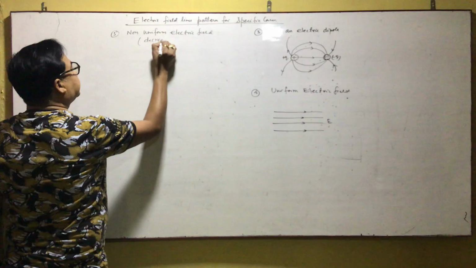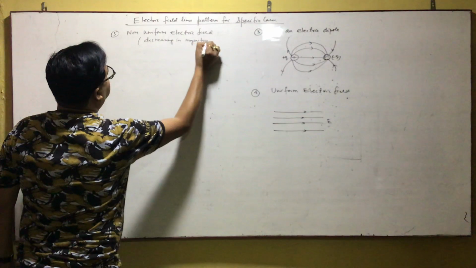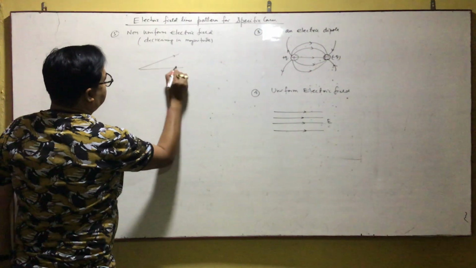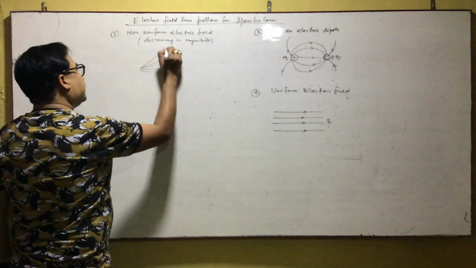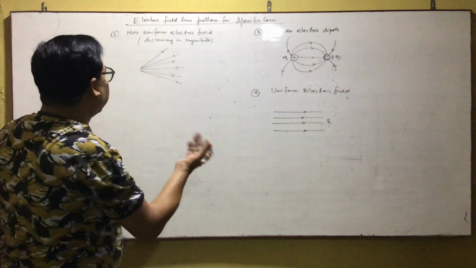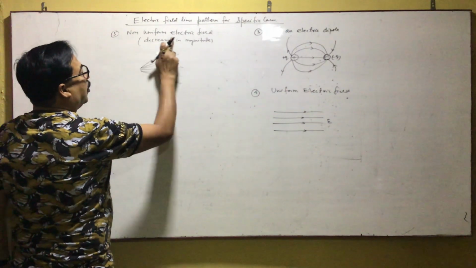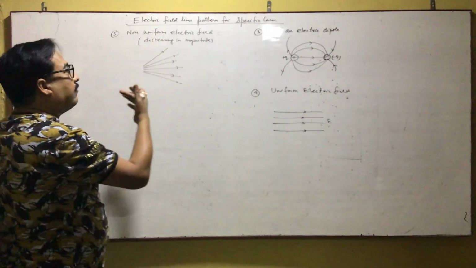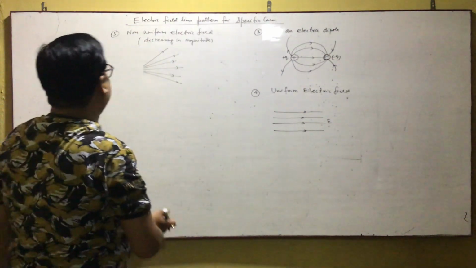decreasing in magnitude. So the lines are crowded, and again they go away from each other, making the electric field weaker, or the value is decreasing. So this is a non-uniform electric field. The electric field is not the same everywhere. As it moves away, the lines are separating from each other, showing the electric field becomes weaker and weaker.